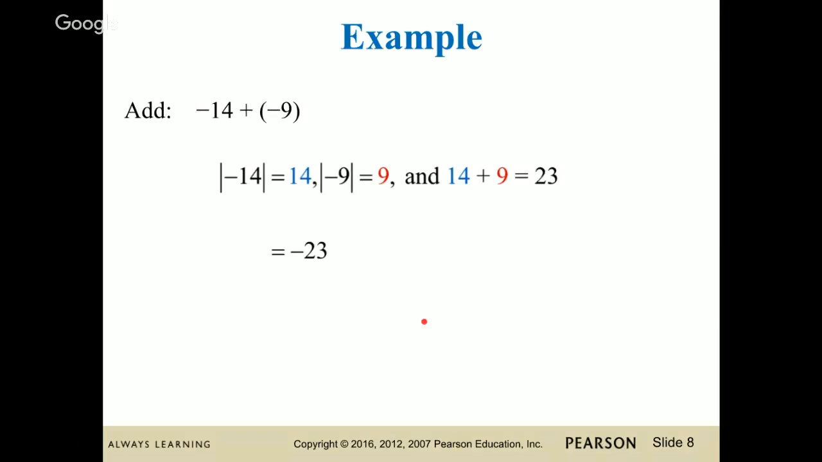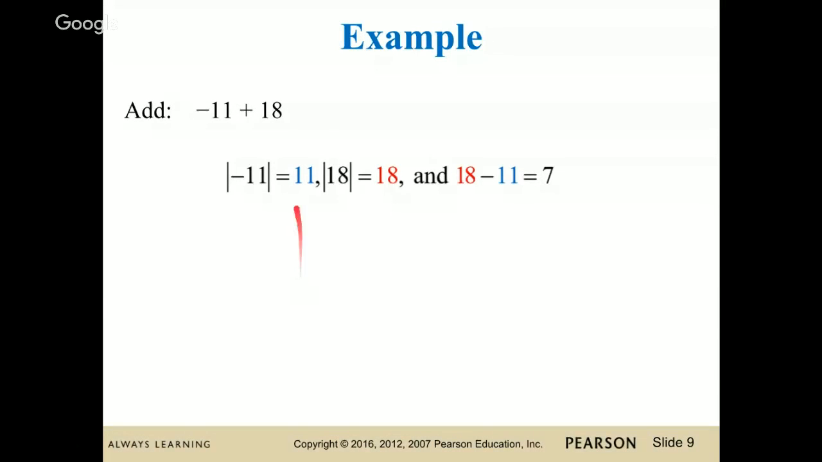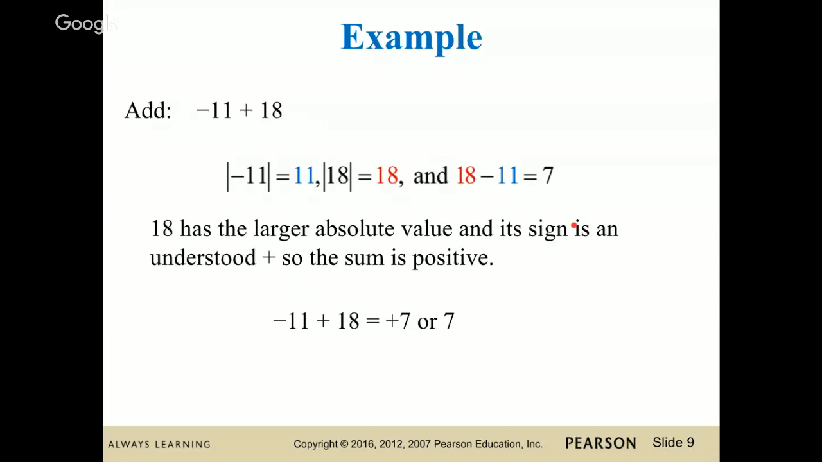So what that's going to look like practically is you have -14 plus -9. You're going to add them together, that's going to be 23. You give them the sign that they both have because they're the same sign, so it's going to be -23. You have differing signs here. Which one of these is bigger, the 11 or the 18? The 18. So that means your answer is going to be positive, right? So you have 18 minus 11, it's going to be 7. 18 is a larger number, so it's going to be a +7.